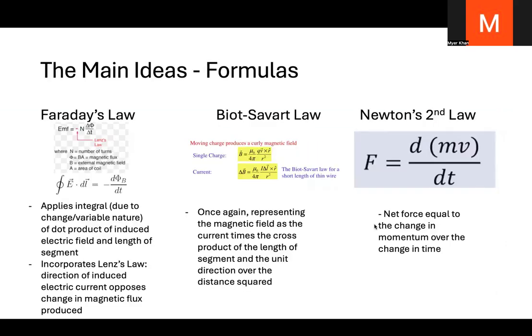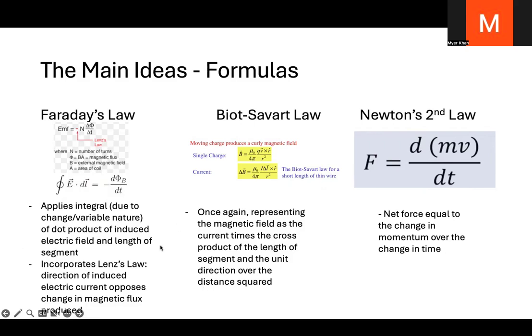So again, going into those formulas from the concepts. Faraday's law applies an integral due to the changing nature of the dot product of the induced electric field and the length of the segment. Incorporating Lenz's law, the direction of the induced electric current opposes the change in the magnetic flux produced. The Biot-Savart law, once again, represents the magnetic field as the current times the cross product of the length of the segment and the unit direction over the distance squared.